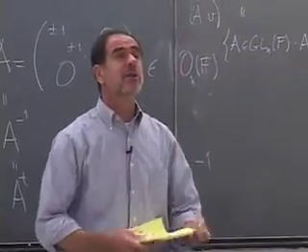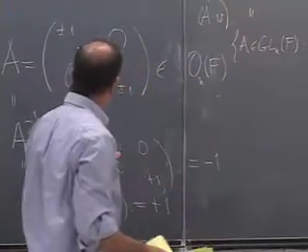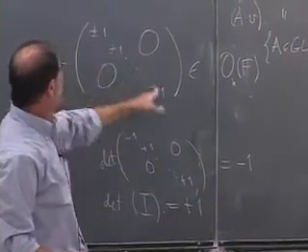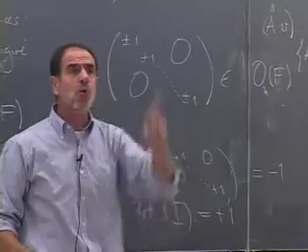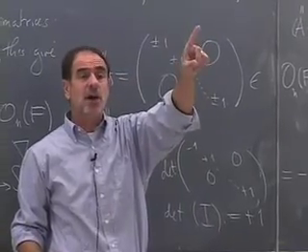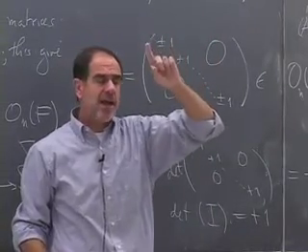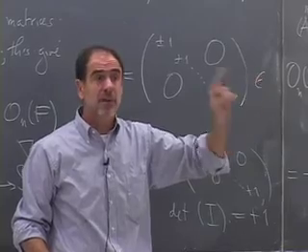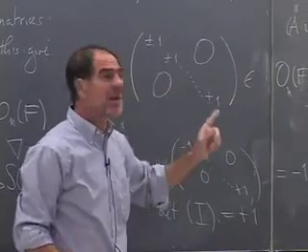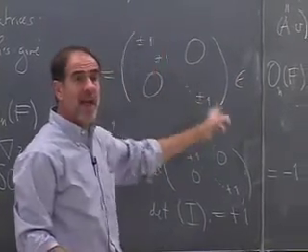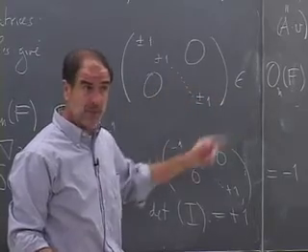Here's a problem for you to just think about. We saw that these elements were in the orthogonal group. Prove that if you have an element in the orthogonal group and it has an eigenvector, then the eigenvalue is plus or minus 1. Namely, the only things that could be on the diagonal are plus or minus 1.